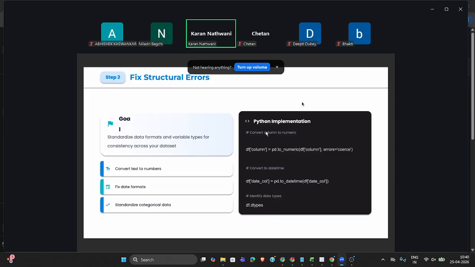Now, fix the structural errors. Again, some Python implementation has been done. For example, I told you about converting text to numbers, fixing the data formats, and standardizing the categorical data. Categorical data, I told you, is like true or false. Now, how do you represent that as numbers? Any example? Say I got the data in categorical form that tells you likes and dislikes. Certain questions were asked, and the output is given in the form of like and dislike. Now, how do you convert that into numbers?